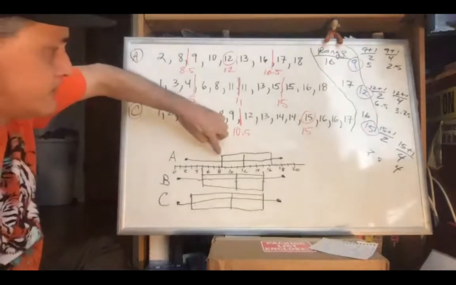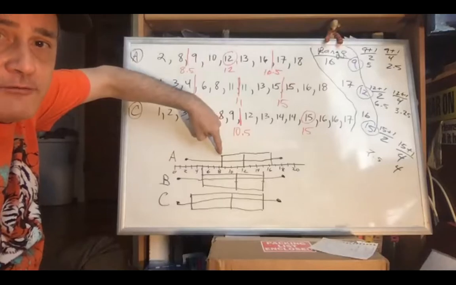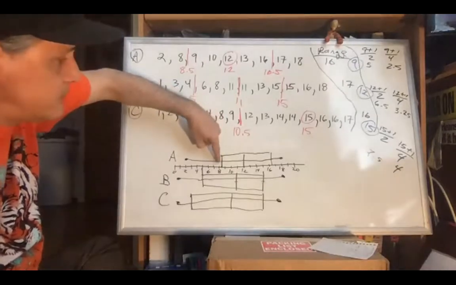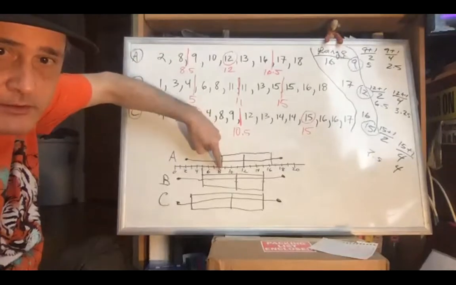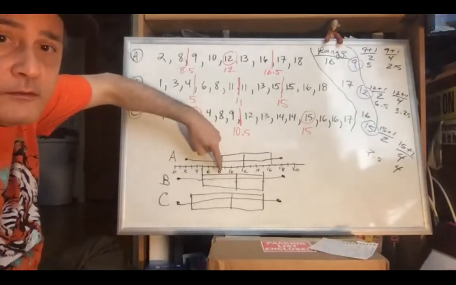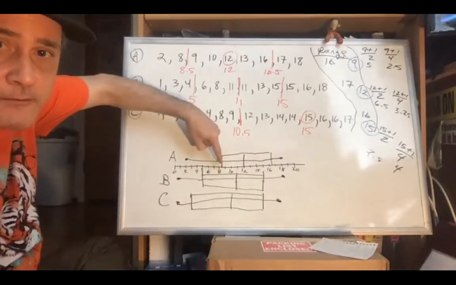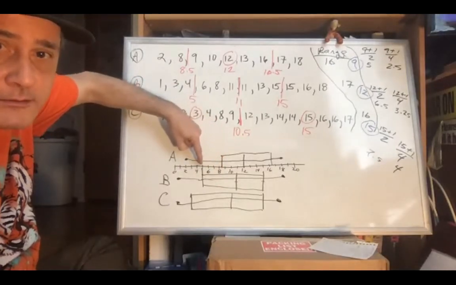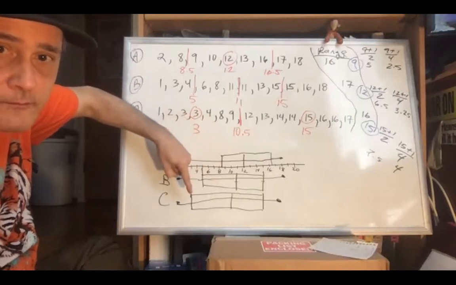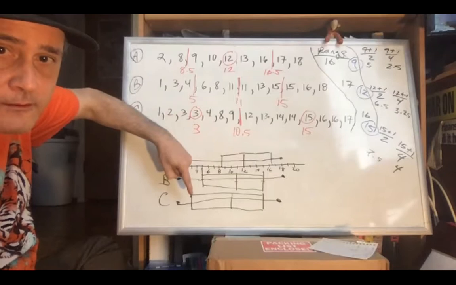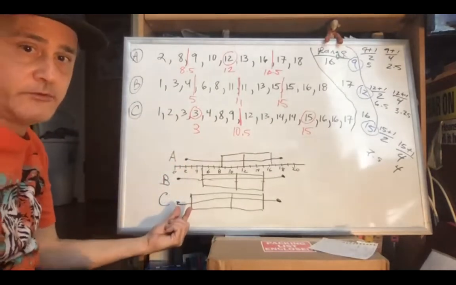Well, look at A. It's got the highest floor, right? 75% of the students did better than or equal to 8.5, because it could be 8.5, right? Whereas B and C have a lower quartile, right? And notice this small whisker down here on the bottom of C.